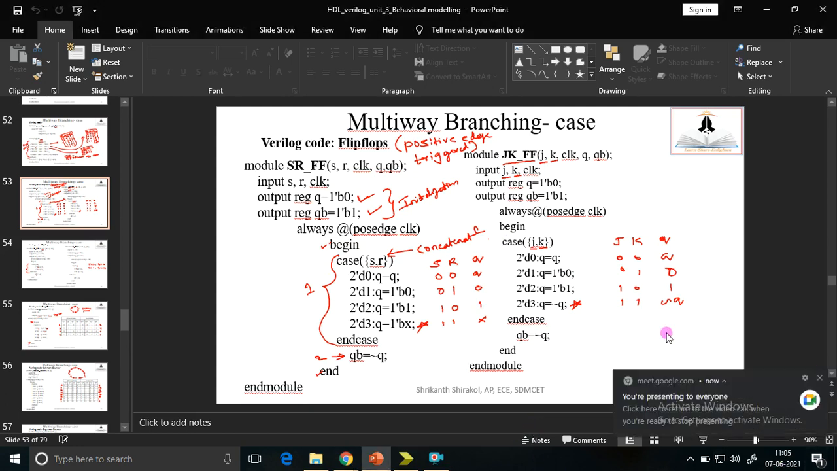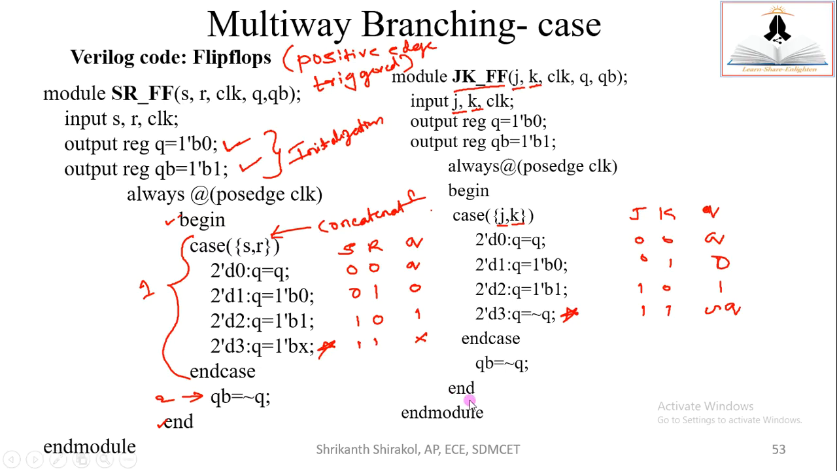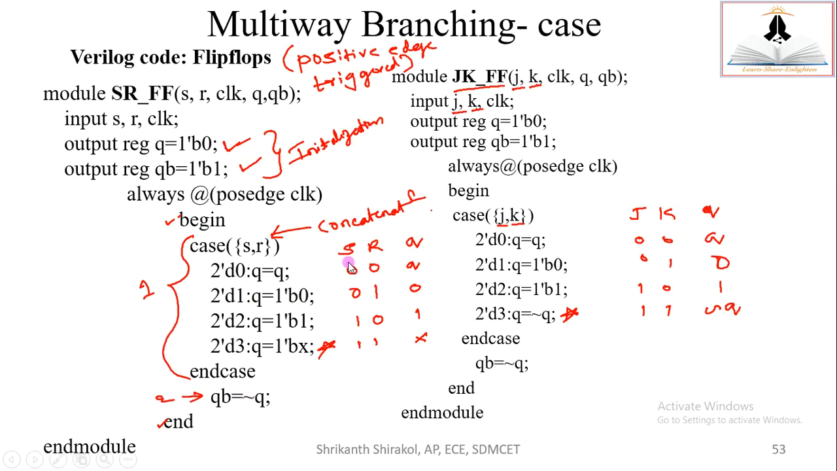So to summarize the previous class, we could understand what an SR flip-flop is and how to write the SR flip-flop code using multi-way branching, and the JK flip-flop. We have explored its output even by taking Xilinx simulations also. And to note the difference here, we had made only a few changes.